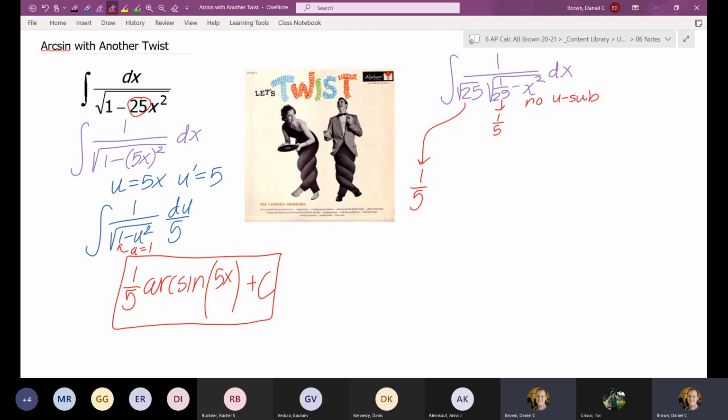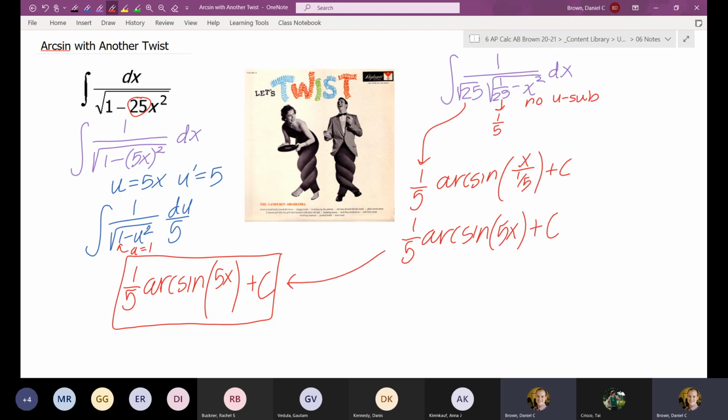This is arcsine, so there is no 1 over a in front. So I'm going to go ahead and jump into the arcsine of x over a plus C. x divided by 1/5 is the same thing as saying 5x. So you get to the same answer. I don't care how you do it, as long as you can do it correctly.